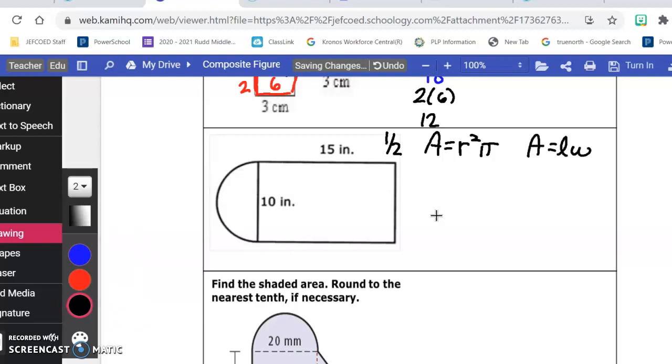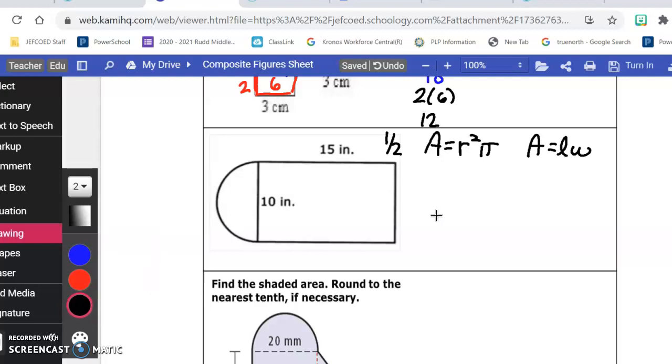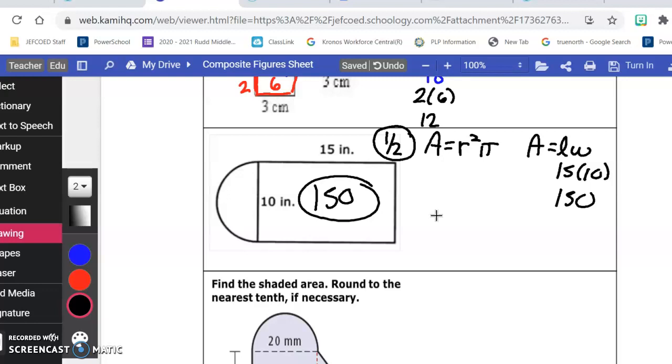So let's do the rectangle first, because that one's kind of easy. So with that one, length of 15 and width of 10. 15 times 10 is 150. So right here, area 150 in that figure. No big deal. Now let's talk about this circle, because it's not just a circle, it's half of a circle.